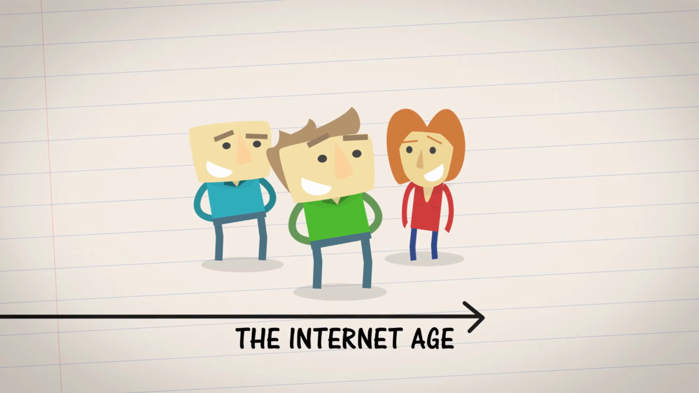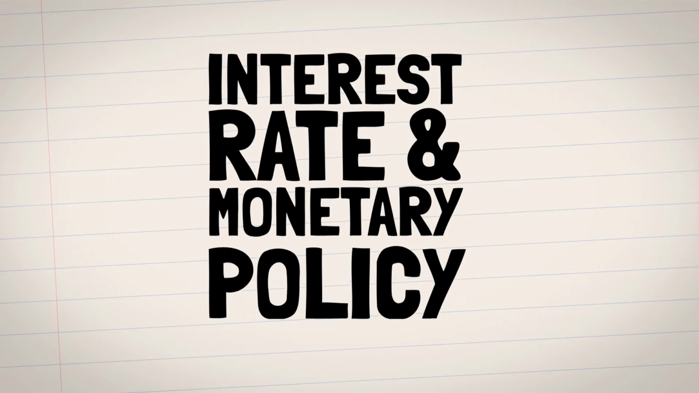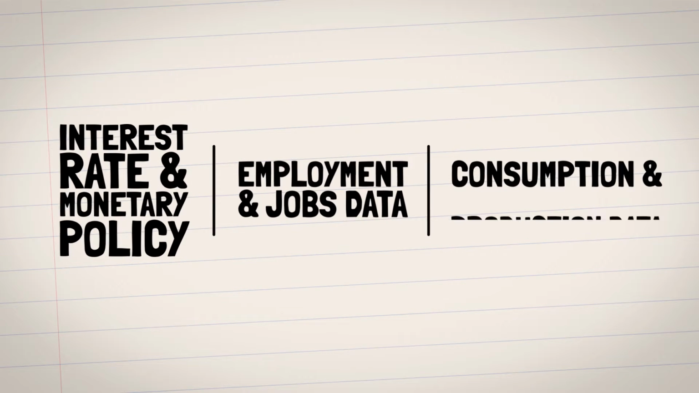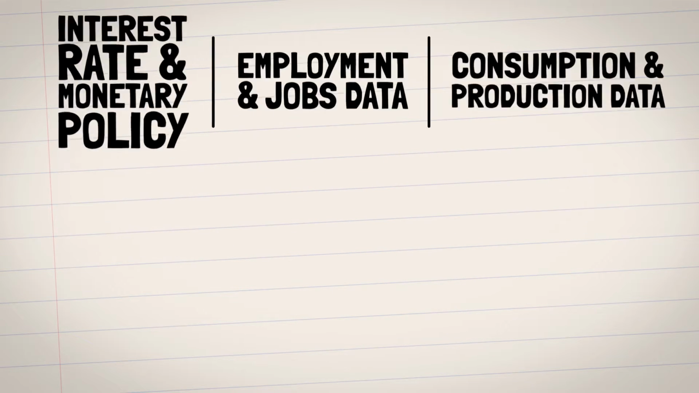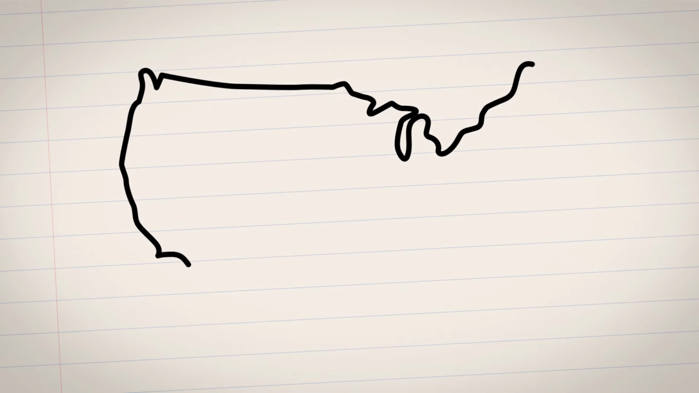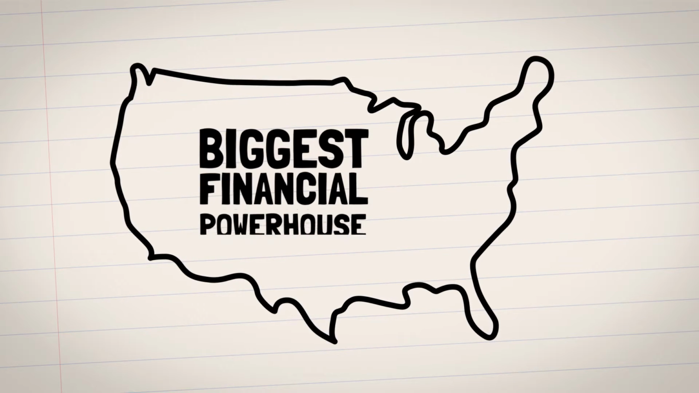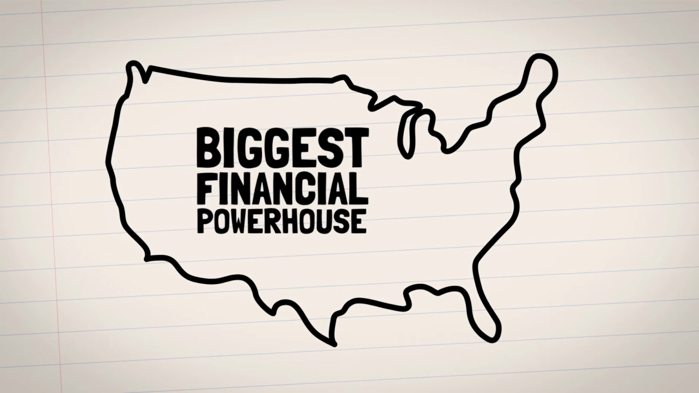This data can be divided into 3 main groups: interest rate and monetary policy, employment and jobs data, and consumption and production data. Now, keep in mind, most of this data is based on the US economy, since it's the biggest financial powerhouse that moves global markets.